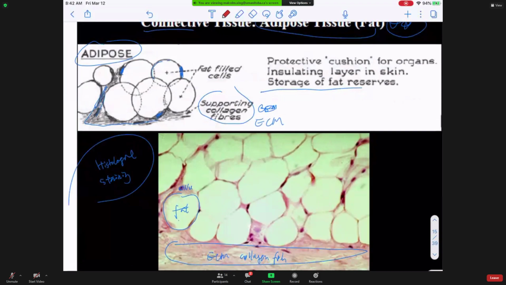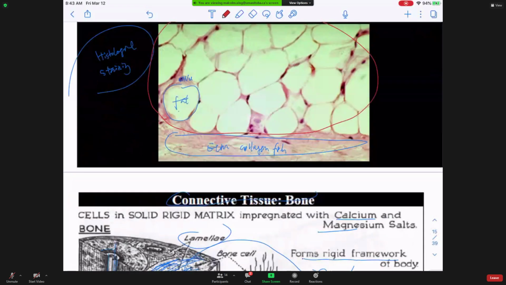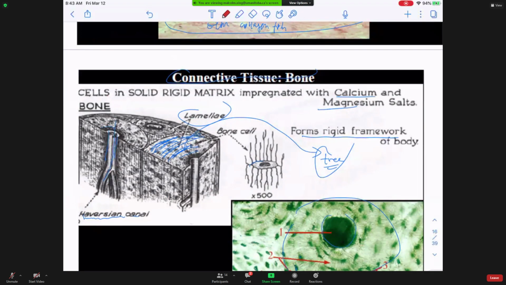and adipose tissue. That's another very interesting material. You will see this one is a sphere-like structure. They are packed together, and form the nucleus a little bit. That's the nucleus, like this one. So it protects the cohesion of organs, is an insulating layer in skin, and is storage of fat reserves.